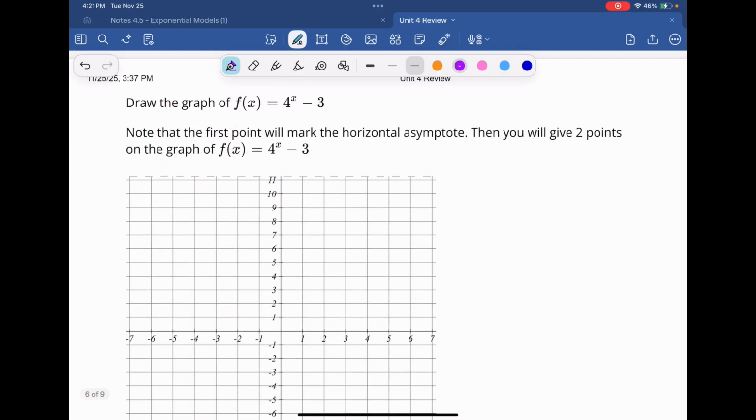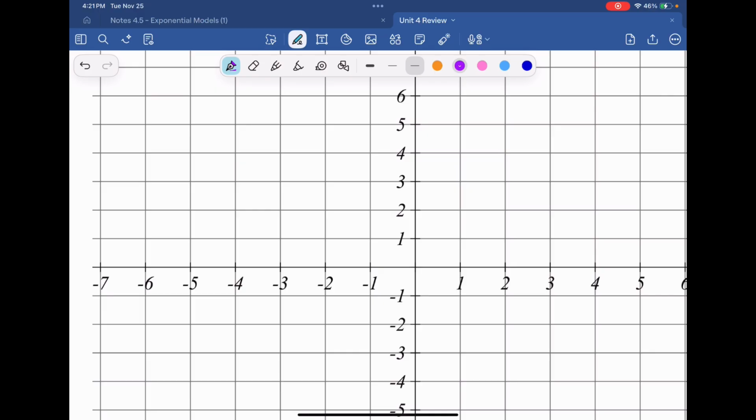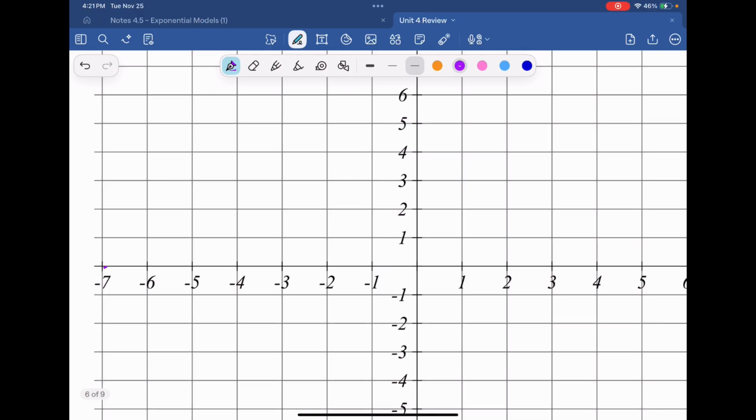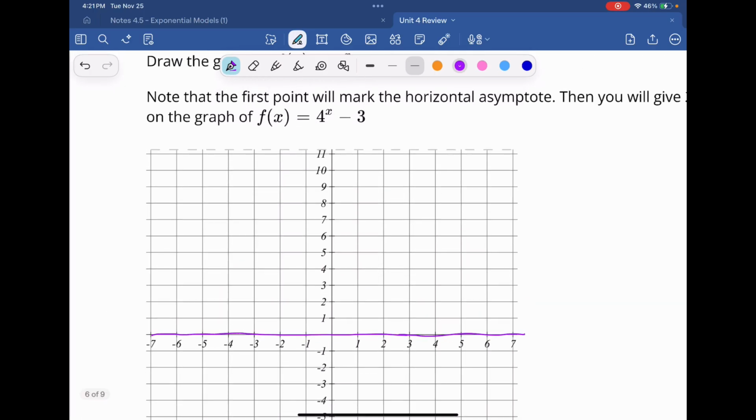Okay, so draw the graph. I'm doing this on an iPad, so on your computer it'd be a little different. This is your first point's going to mark the horizontal asymptote. And then you give 2 points after that. Your parent graph, not the graph that's given, but your parent, has a horizontal asymptote at y equals 0. All right, the base is 4. You have 2 key points. You have one at 0, 1, and then one at 1, 4.